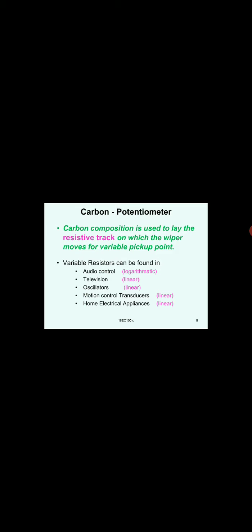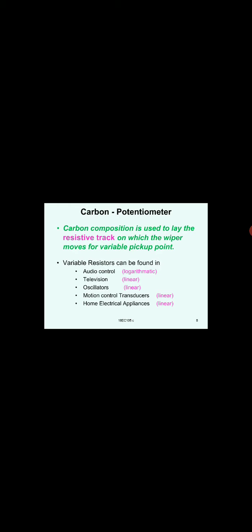Now further about the carbon potentiometer. The carbon composition is used to lay the resistive track on which the wiper moves for the variable pickup point. Now let us see where we generally come across these potentiometers.